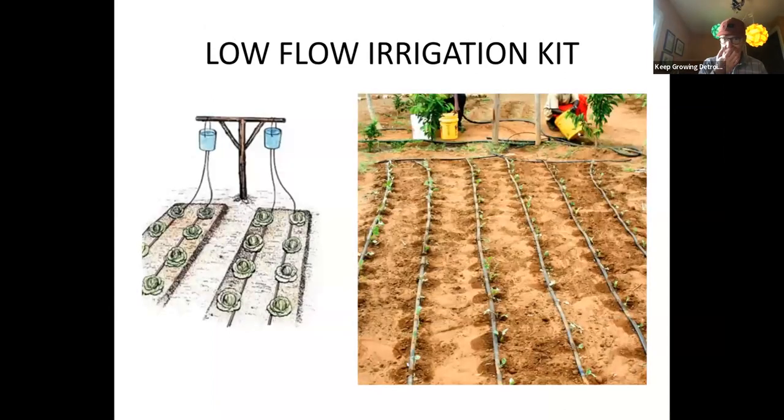And here are some illustrations of the kits in action. On the left-hand side, you've got the buckets hanging with the headers going directly to the drip lines. And on the right-hand side, they have them set up. It looks like they're getting those buckets set up, but you can see the lines with the headers at the very back there.